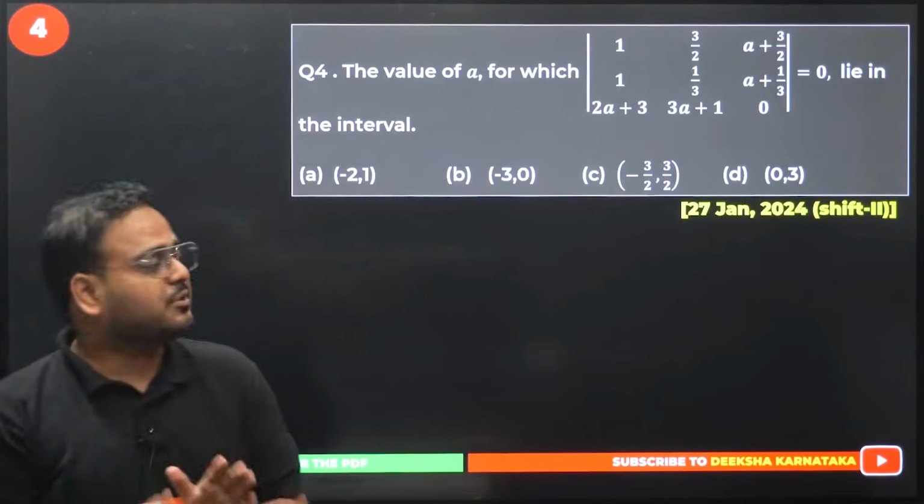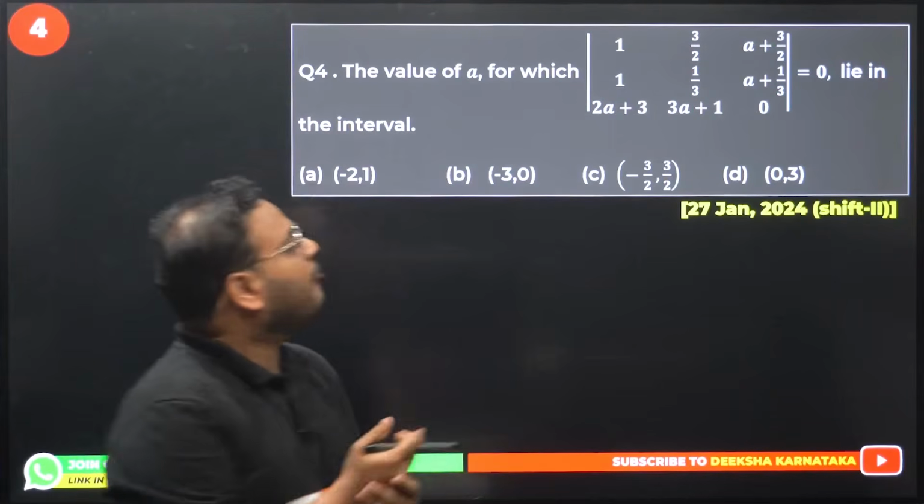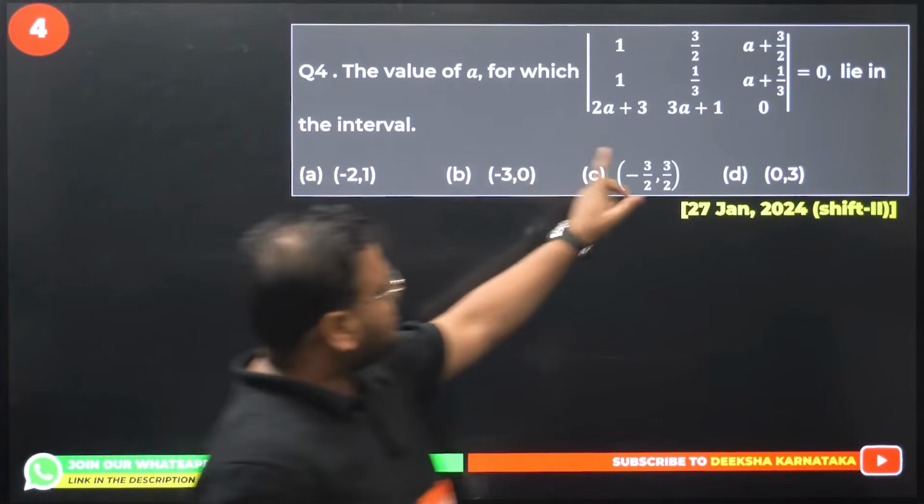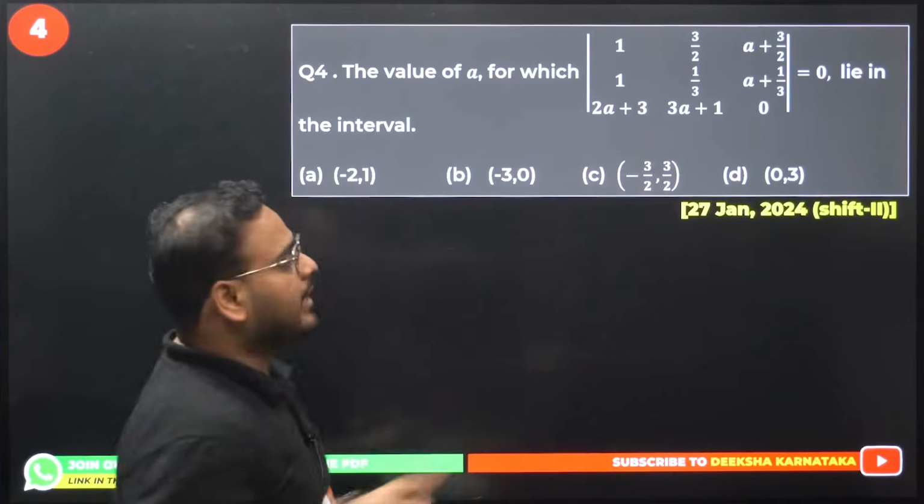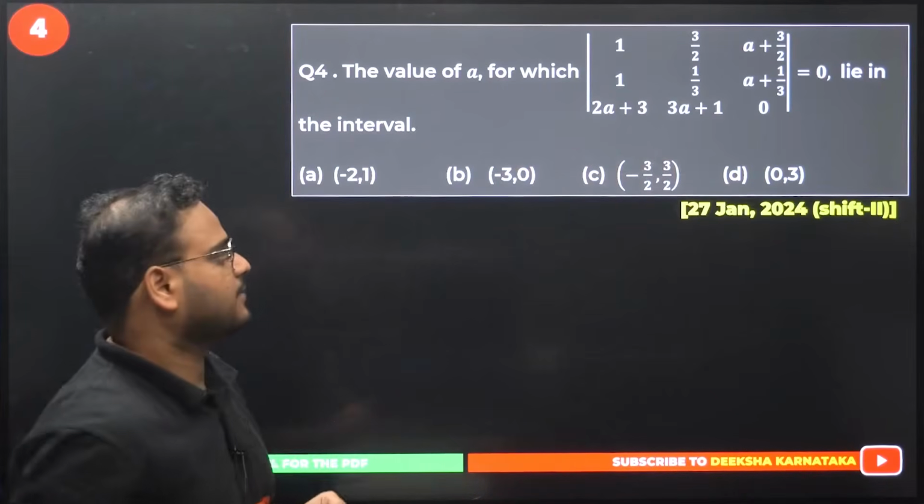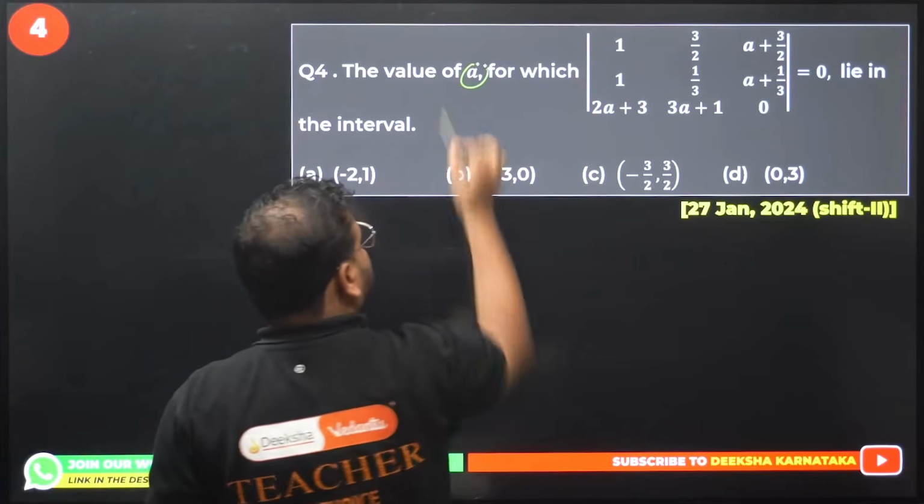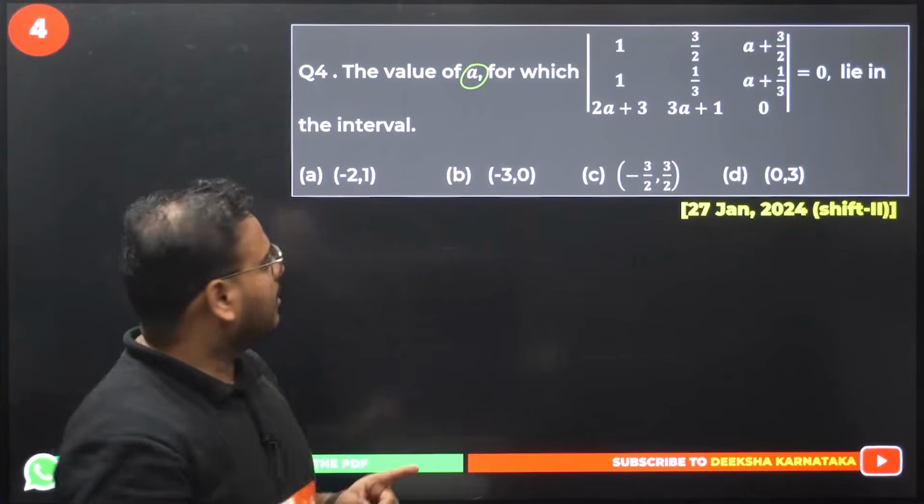Similar approach. Let's solve this question. The value of A for which this determinant is 0, and where will this value A lie? That's what they're asking, so the interval for A is what they're asking. What is the hint? Listen to me for 1 second.